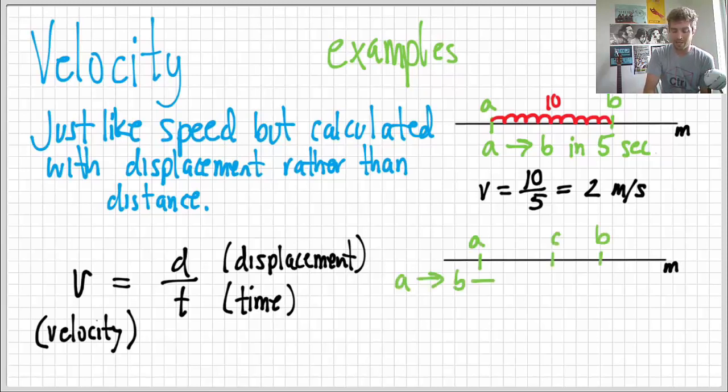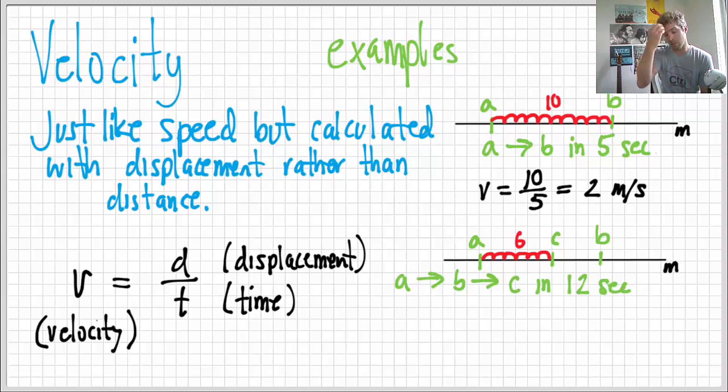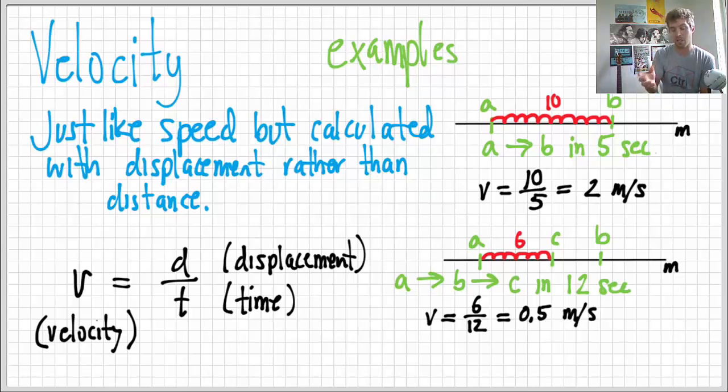Here's another one. We go from A to B to C. So it starts out here at A, goes all the way to B, comes back to C, and it says 12 seconds. So we count up the distance from A to C, start to finish, and it's only 6. So that's 6 meters in 12 seconds. That's 0.5 meters per second. The velocity from start to finish is 0.5 meters per second. That's like the average velocity from A to C.